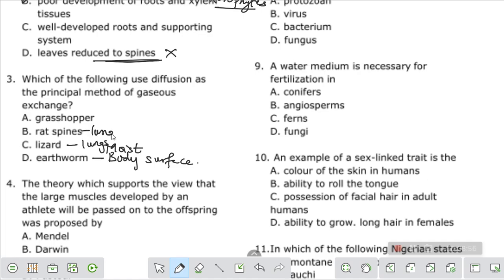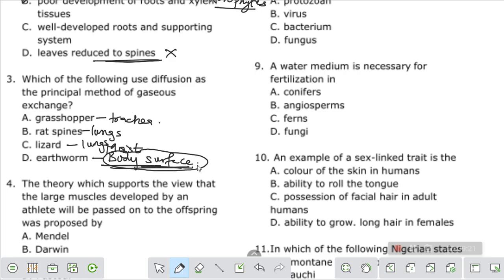So which of the following uses diffusion as a primary method of gaseous exchange? Of course, the answer will be earthworm, because the body of earthworm is not that complex. They don't even have a respiratory organ. The only organ they use for respiration is their body surface. So it means diffusion will be enough for gaseous exchange.